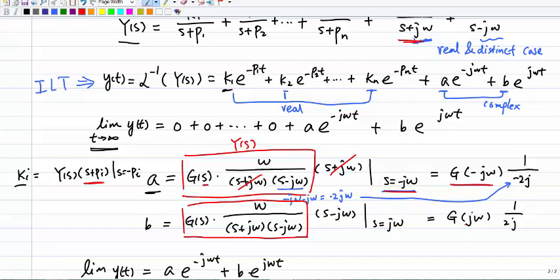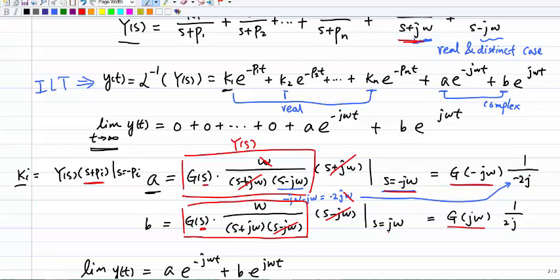So it's g, replace s by jw, so it's g(jw), and this part will be gone. This w and this w will cancel out actually. I forgot to mention this one, so this basically will cancel out. This guy will cancel out, and this guy will cancel. That's why you have 1 over negative j.